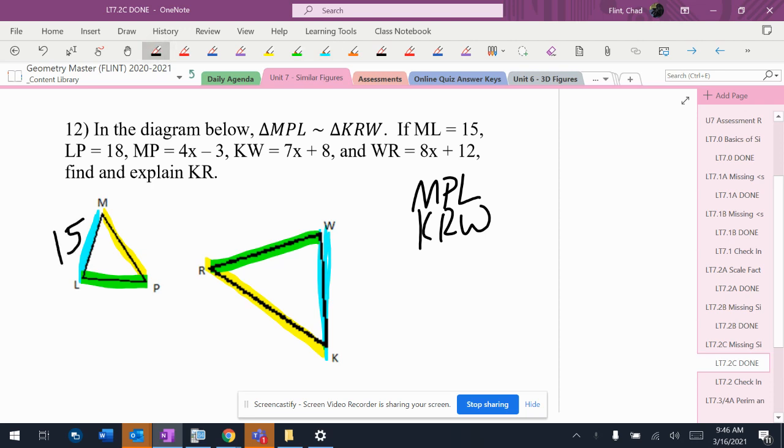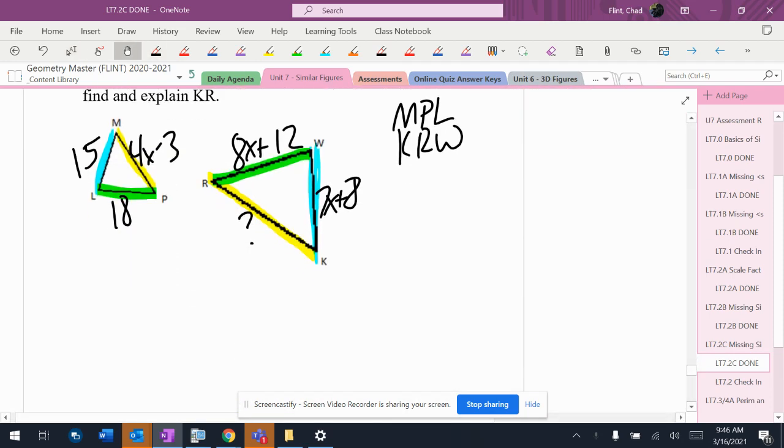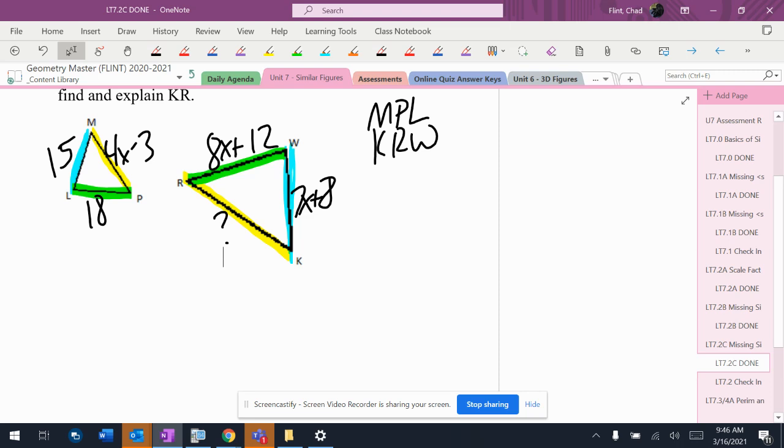ML is 15, LP is 18, MP is 4x minus 3, KW is 7x plus 8, WR is 8x plus 12. Find and explain KI. All right, so I'm going to immediately tell you that this is going to be an involved problem. Because I have information about the blue sides, I have information about the green sides, I have information about one yellow side and I want the other one. There is going to be no chance that I can get this in one step.